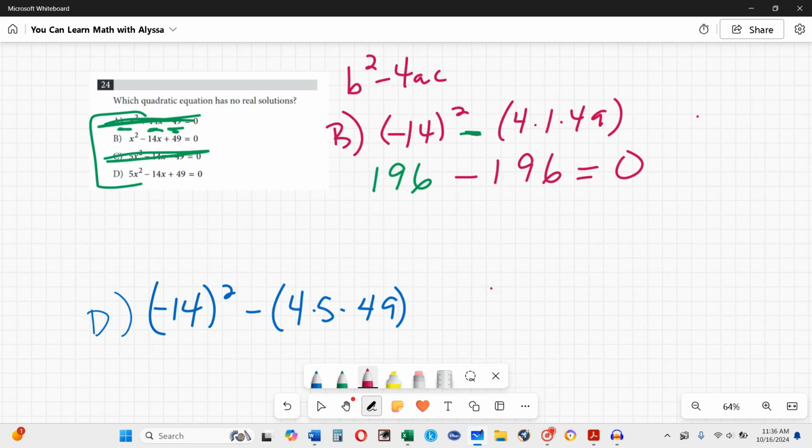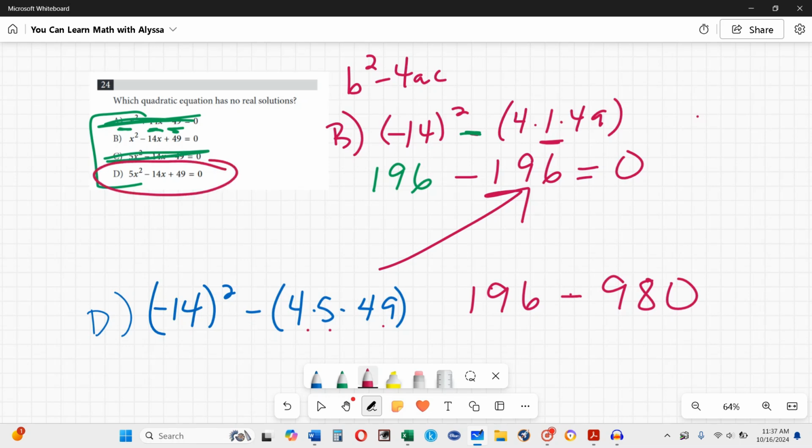So negative 14 squared is 196. And ooh, got 4 times 5 times 49. Now if you remember, if you look up here, 4 times 1 times 49 was 196. So this is going to be 980. So 196 minus 980, I don't have to do that math. I can tell that's going to be negative, so D is my answer.